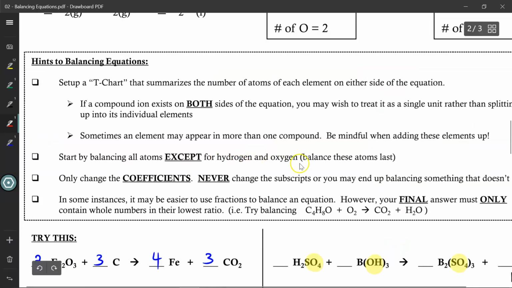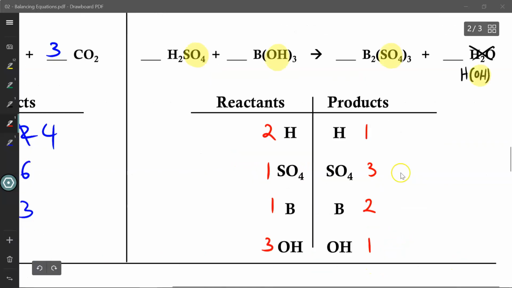Let's go back to our hint, leave oxygen and hydrogen for last. So let's balance out the sulfate. Again, I can't play around with the subscripts, I can only play around with the coefficients. I have 3 sulfates on the right, 1 sulfate on the left. Obviously I can't just delete this 3, that's a subscript, I can only play with coefficients, so I must play on this side instead. By putting a 3 here, I can recalculate. Don't erase, just cross it out, and we've got 3 sulfates, so that matches up.